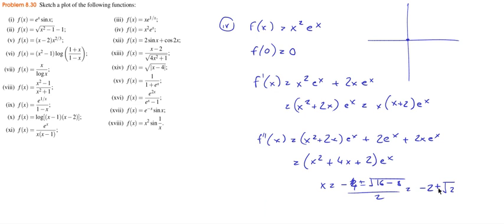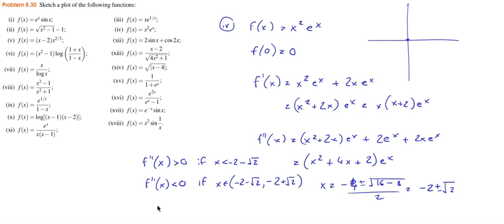Because these are the points where the second derivative changes sign, and this is a positive parabola. So when x is smaller than the smallest root, when x is very negative, this is going to be positive. If x is smaller than minus 2 minus the square root of 2, then it's negative if x is between these two things, minus 2 plus the square root of 2, and the second derivative is positive if x is greater than minus 2 plus the square root of 2.